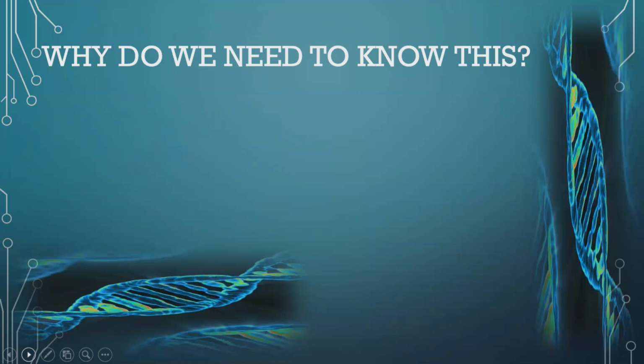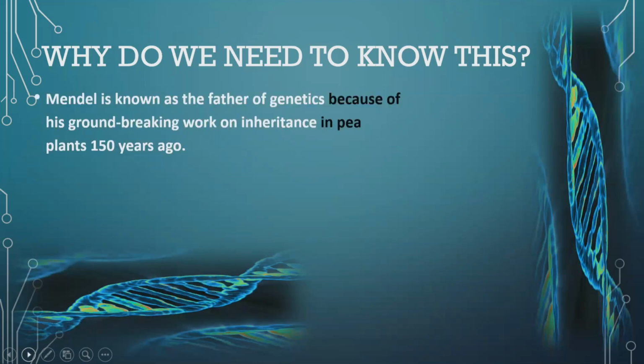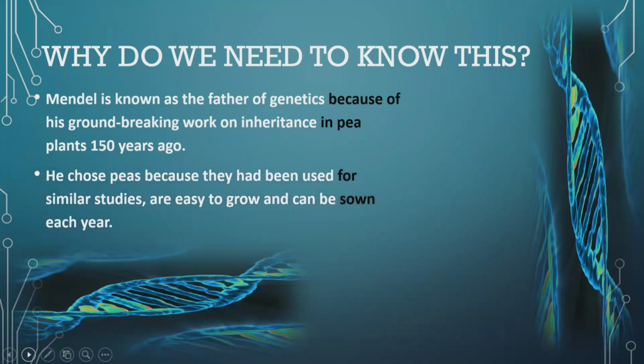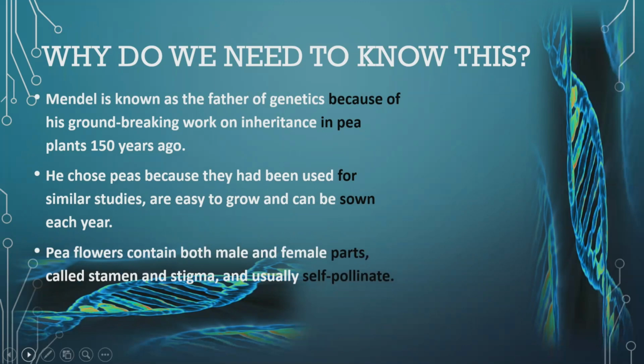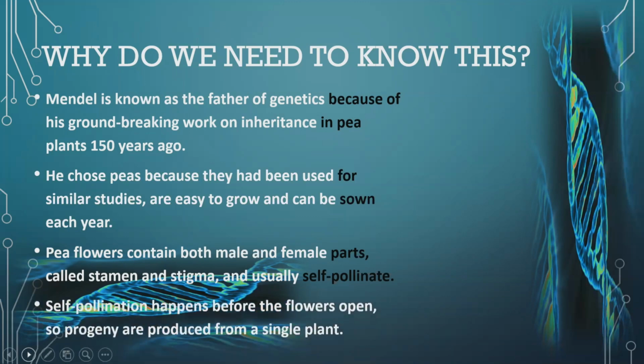Why do we need to know this? Mendel is known as the father of genetics because of his groundbreaking work on inheritance in pea plants 150 years ago. Also, he chose peas because they had been used for similar studies, are easy to grow, and can be sown each year. Pea flowers contain both male and female parts, called the stamen and the stigma, and usually self-pollinate. Self-pollination happens before the flowers open, so progeny are produced from a single plant.